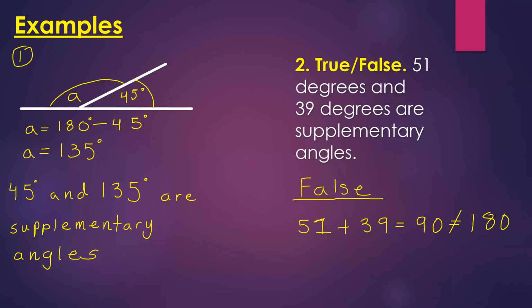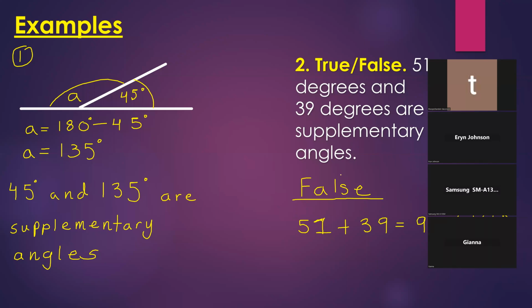Erwin, are you there? Yes, sir. Supplementary angles add up to what? 180 degrees, sir. Very good. Gianna? Yes, sir. Complementary angles add up to what? 90 degrees. Very good.